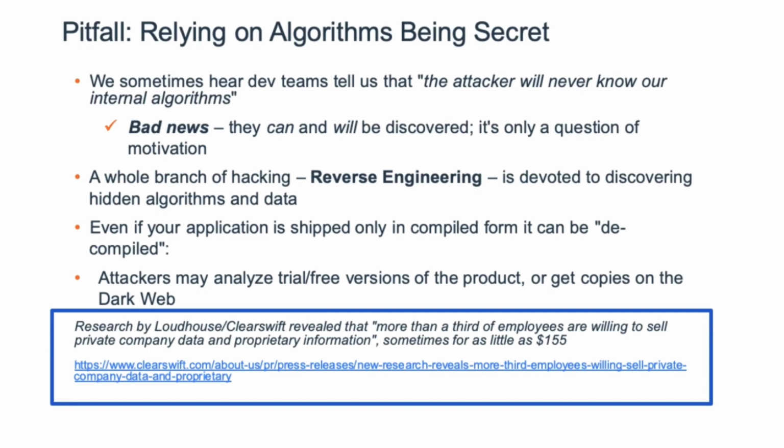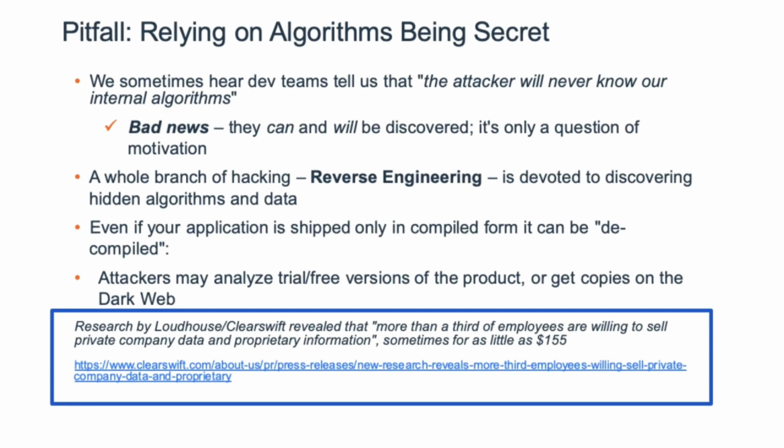Attackers also, if you rely on your product being expensive and the attacker not getting hold of it, it's possible that they would get a trial version that they will analyze, or just get a stolen copy somewhere in the dark web. And also, unfortunately, the reality is that sometimes there are rogue employees that may reveal company secrets. There was research done recently that found that more than a third of employees, when asked if they were willing to sell private company data, proprietary information, agreed to do so. And some of them agreed to do it for as little as $155.